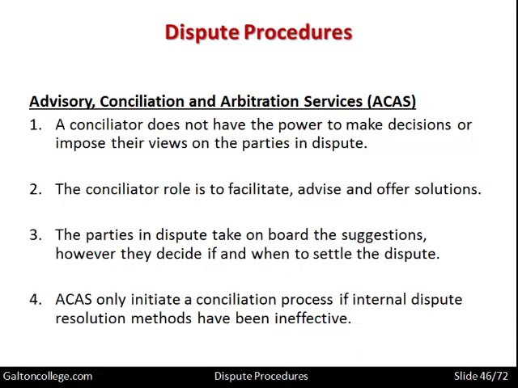ACAS only initiates a conciliation process if internal dispute resolution methods have been ineffective. So ACAS will only get involved if every effort was made on the part of, let's say, the union and the management to resolve the issue before ACAS was called in. ACAS doesn't come in straight away. ACAS is only there if a dispute is in existence, and that dispute arises out of negotiations that were conducted within the organisation prior to ACAS's involvement.